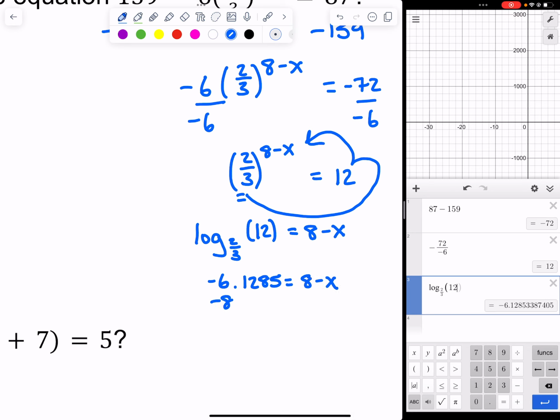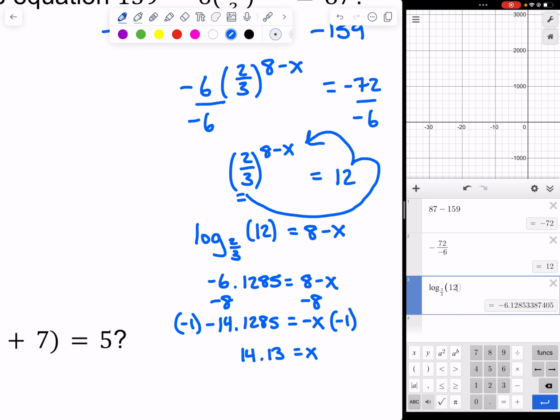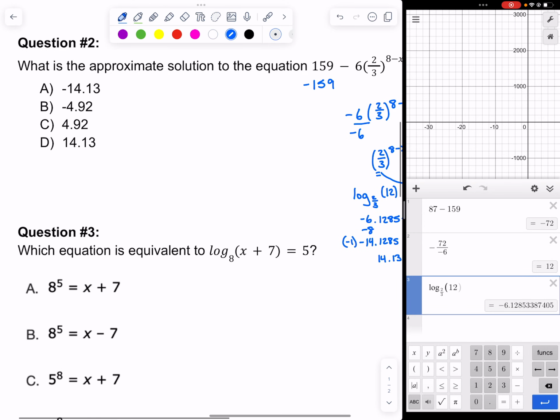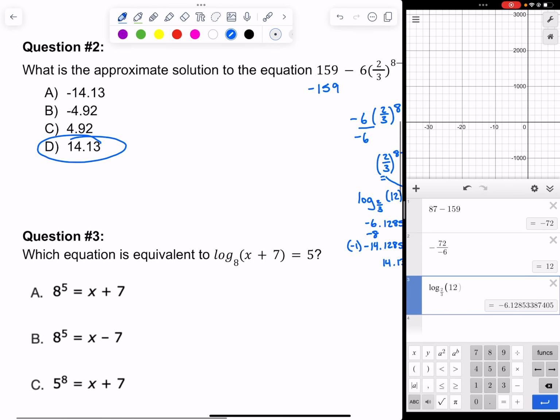So I'm going to subtract 8 from both sides, and I get negative 14.1285 equals negative x. Since they're both negative, I can multiply both sides by -1. I could change both signs, or I could divide by -1. But either way, I'm going to end up with 14.13 approximately is equal to x, which is answer choice D. Now that is solving it with logs.